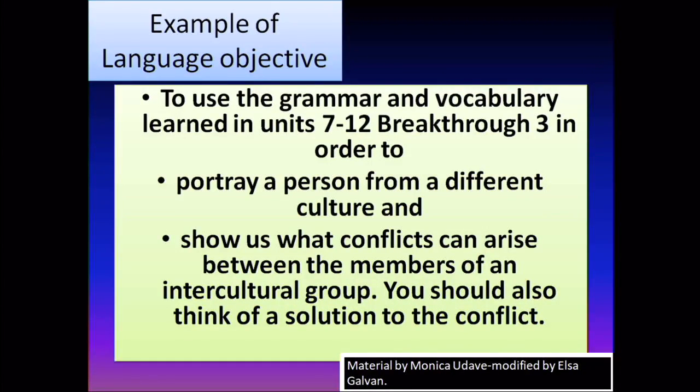For example, let's say, why in this country they respect certain days? What is the conflict? That the people now live in another country and they want to celebrate their holidays. What's the solution to the conflict?